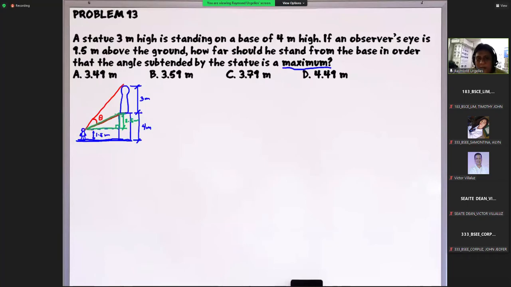So yung layo nito, itong base ng triangle natin, will be the distance from the observer papunta dun sa statue natin. So since ito yung independent variable natin, how far, yun yung hinahanap natin sa problem, tawagin ko yan as x. And let's say that the angle subtended by this triangle is given by alpha. So therefore we can use SOHCAHTOA here. So we will get tangent of alpha.